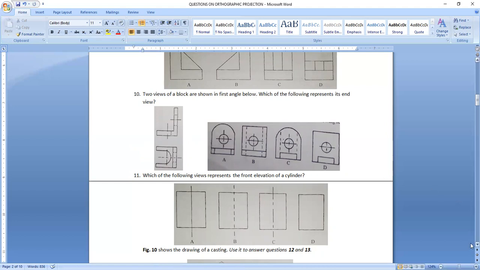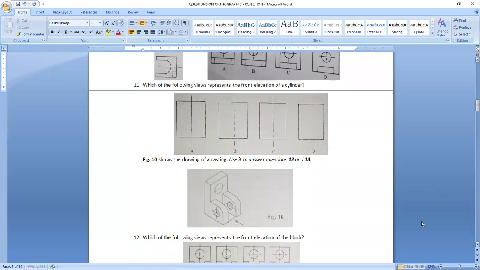So then, move to question 11. Which of the following views represent the front elevation of a cylinder? Some people may think that option A is the correct answer, or option B, or option D. But the answer to this question is option C.